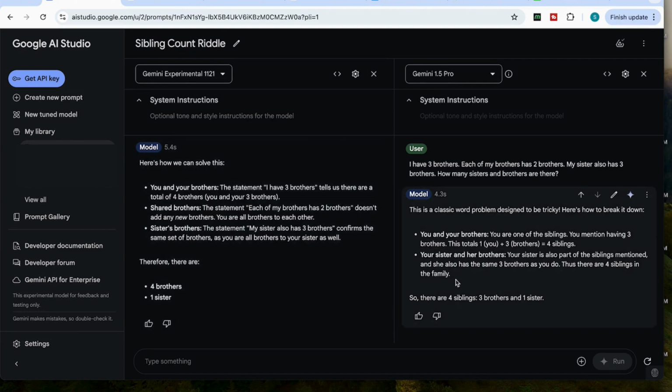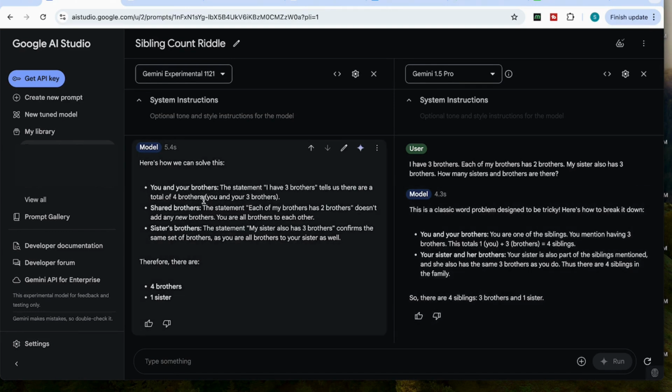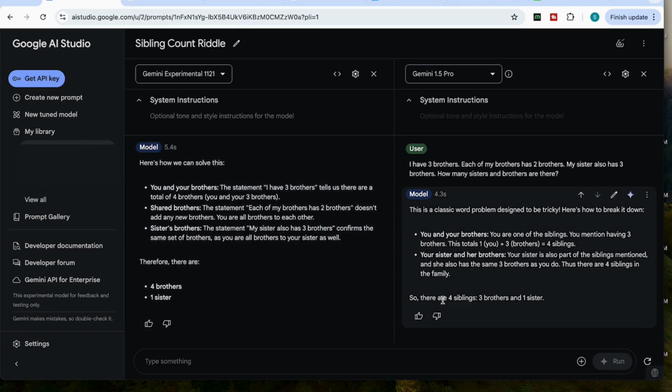So if we look at the response here, we can see that both responses have actually given us the incorrect answer. And if we look at the reasoning here, it says, you and your brothers. The statement, I have three brothers, tells us that there are a total of four brothers, you and your three brothers. The statement, each of my brothers has two brothers, doesn't add new brothers. You're all brothers to each other, so that's, in its opinion, still four. Sisters: the statement, my sister's three brothers, confirms the set of brothers, as you are all brothers to your sister as well. So here, four brothers and one sister. And then here, there's four siblings, three brothers and one sister.